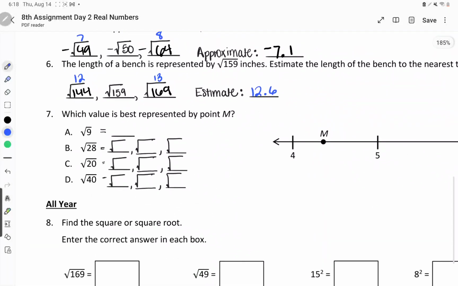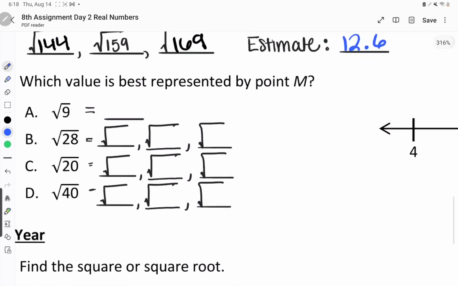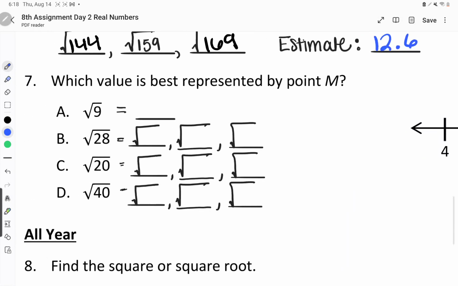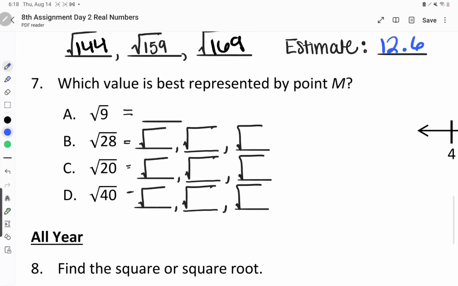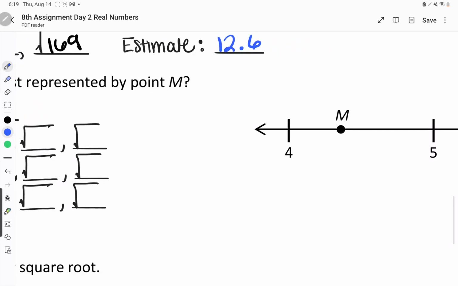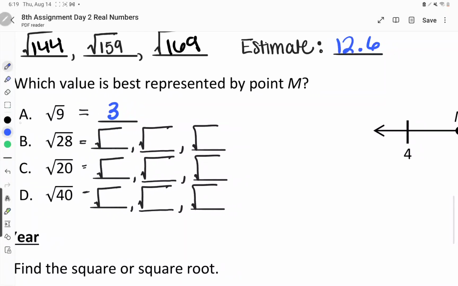All right, this one says, which value is best represented by point N? The first thing we're going to do is approximate where each of these are to figure out which one is in between 4 and 5. So this one just straight up says the square root of 9. We know that the square root of 9 is 3. Well, this is in between 4 and 5, so that can't be it.